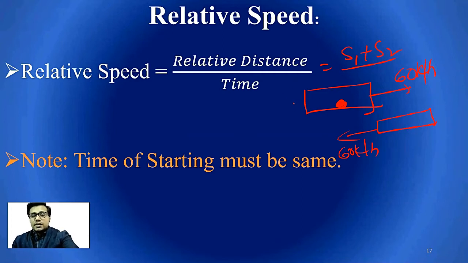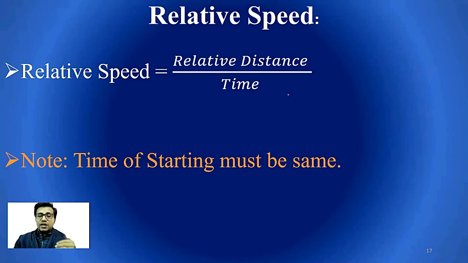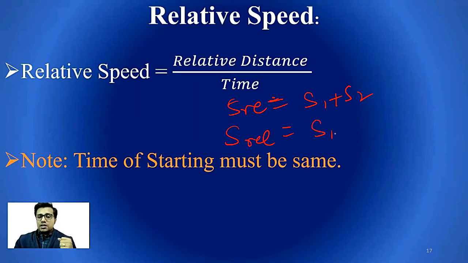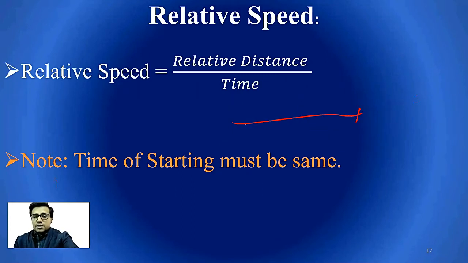But when the two trains are in the same direction, the speed gets subtracted. Okay, so let me just repeat it. When two bodies are in opposite directions, the relative speed will be S1 plus S2. But when the two bodies are in the same direction, the relative speed will be S1 minus S2.